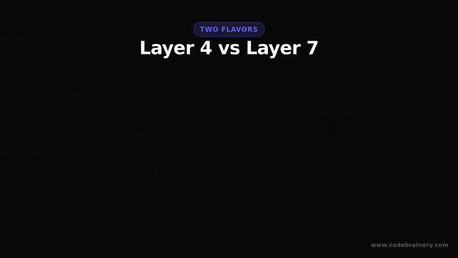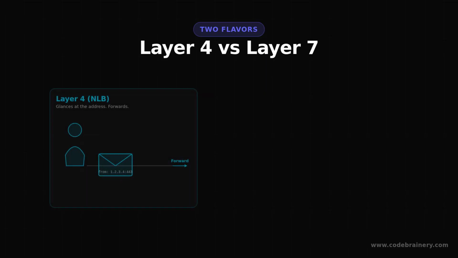Now we can talk about layer 4 versus layer 7 load balancers. A layer 4 load balancer operates at the transport layer. It sees the source IP, the destination IP, and the ports. That's it. It doesn't open up the actual content of the request. Think of it like a mail sorter who only looks at the address on the envelope. They don't read the letter inside. Layer 4 is fast because it has very little work to do per packet. AWS sells this as the network load balancer.